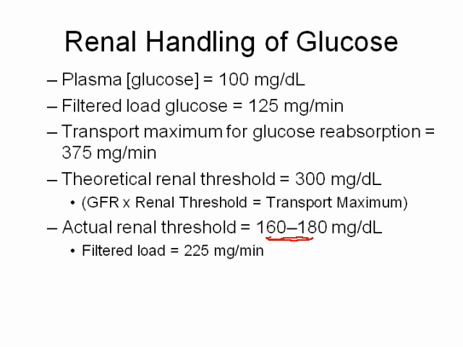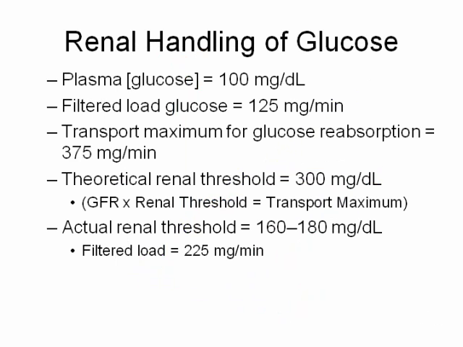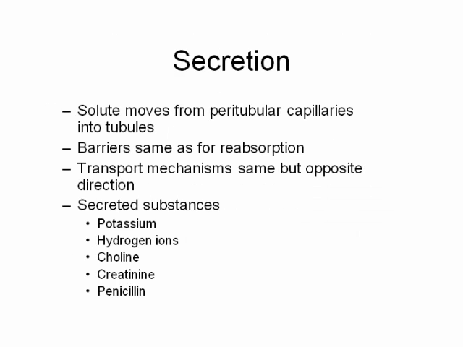It's 160 to 180 milligrams per deciliter. And the filtered load in that case is about 225 milligrams per minute. And that is because, of course, at the renal threshold we're starting to saturate some of the transporters here, versus out here, the theoretical is when they're fully saturated. So this finishes up the discussion of reabsorption.